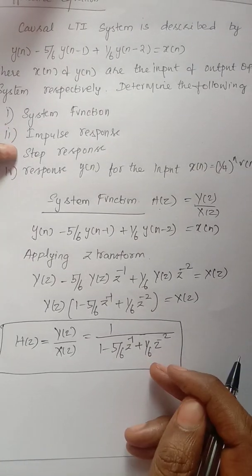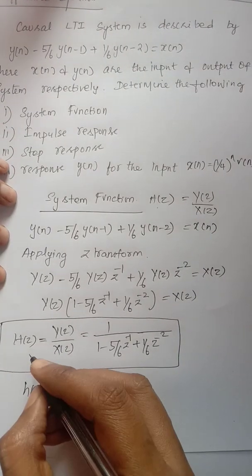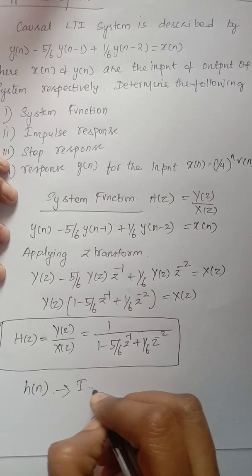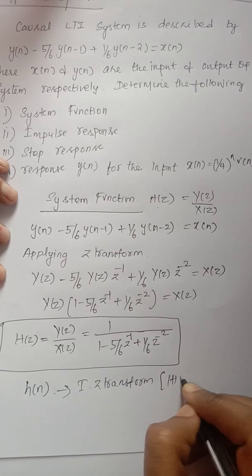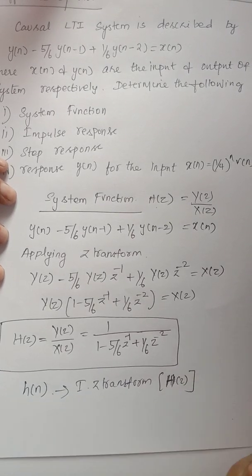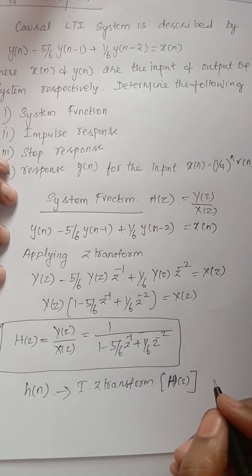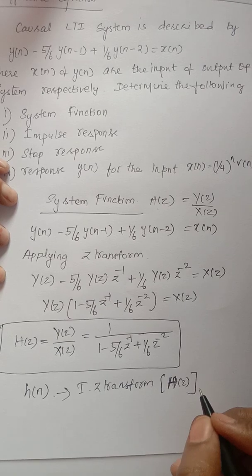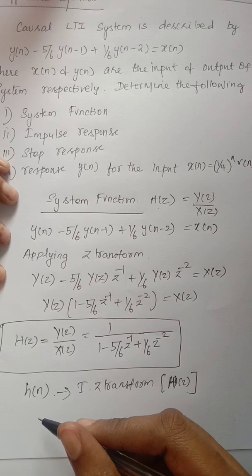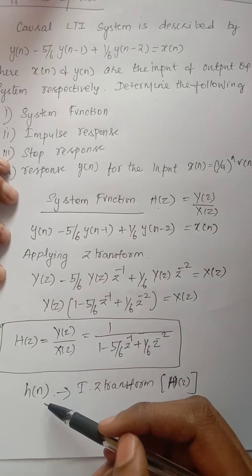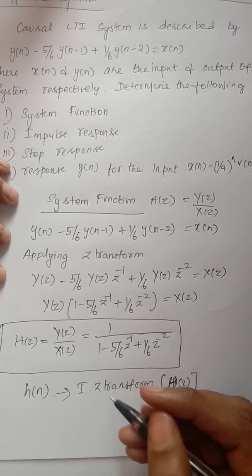Next, we need to find the impulse response of the system, that is, we need to find h of n. To find h of n, you need to take the inverse Z transform of the function H of z. There are three methods: the partial fraction method, the residue method, and the long division method. You can use any one of the methods to find h of n. Here I am going to use the partial fraction method to find the inverse Z transform.